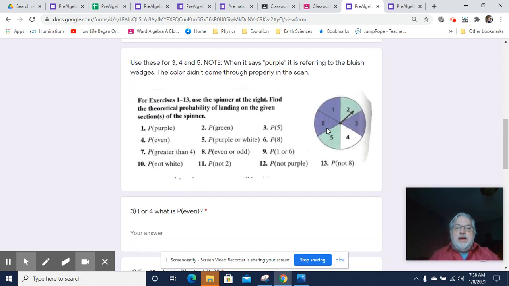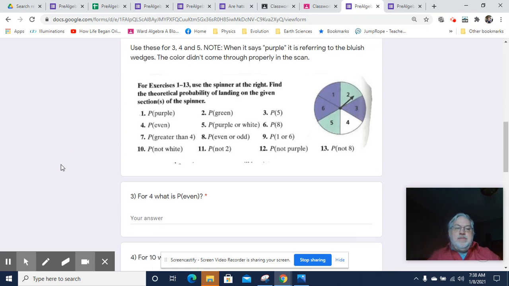Okay, now here we have the classic spinner, and in this spinner, the color purple is supposed to be represented, but it is unfortunately weirdly colored. The color purple kind of comes out as bluish, but that's supposed to be purple. These are supposed to be green, and that's white. So I'm grabbing a few questions from this set. We're going to hit the spinner, and what is the probability of getting an even number?